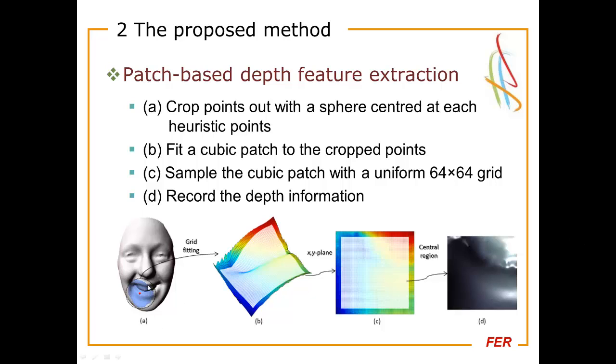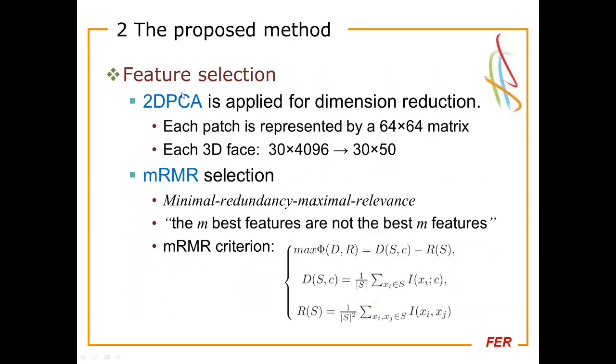Clearly, for a small local patch, 64 by 64 is quite a high dimension, so we performed 2D PCA for dimension reduction at first, and then we do the feature selection. The idea of feature selection is that the M best features are not necessarily the best M features for classification, because they may have redundancy.